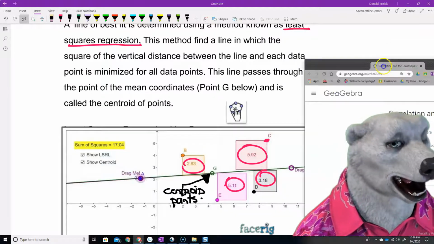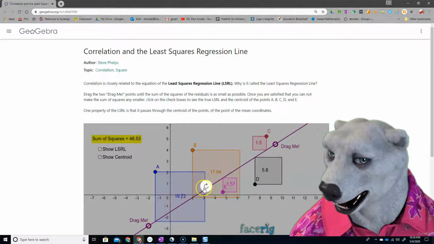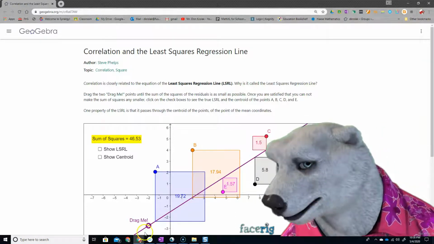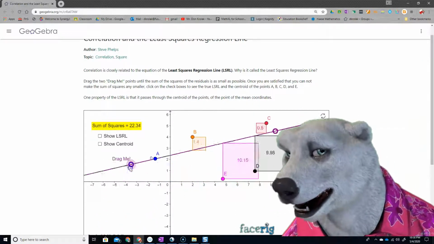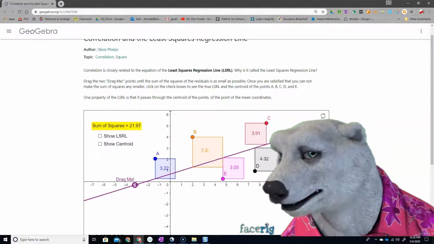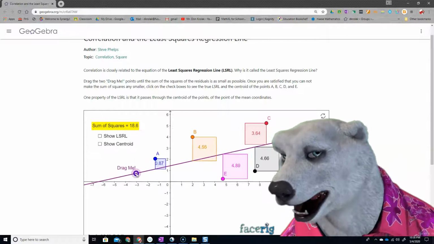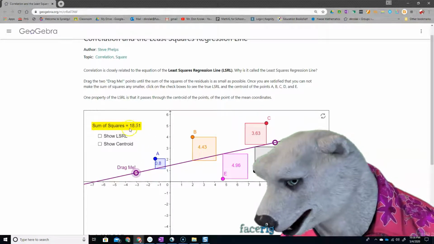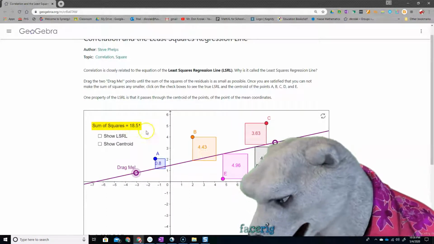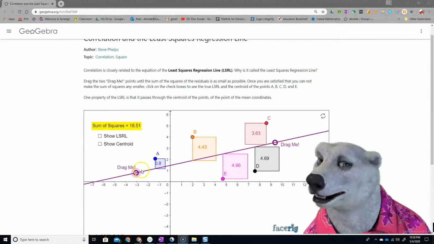You guys want to bring that over here? All right, thanks. Okay. So you'll notice that I can drag these points here. And as I drag these points, those squares get bigger and smaller depending on where I put the line. So the sum of the squares right here is 18.51. All right, we want to make that as small as possible.